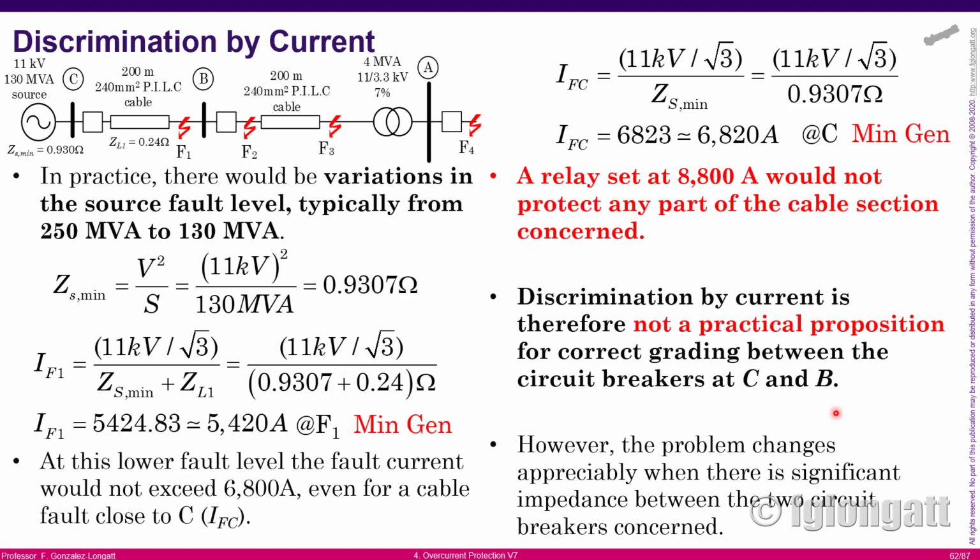But I say to you that there are some other cases where the short circuit levels change, okay? And something that you must realize is that depending on the operating conditions, the short circuit level can change. For instance, if the system is operating and the load is low, you have fewer generators operating inside the power system, and as a consequence, the total Thevenin equivalent impedance is higher and short circuit levels are low.